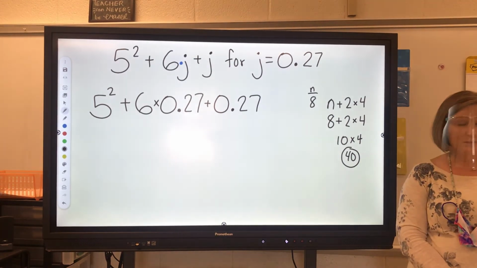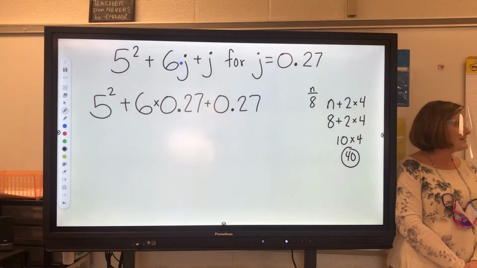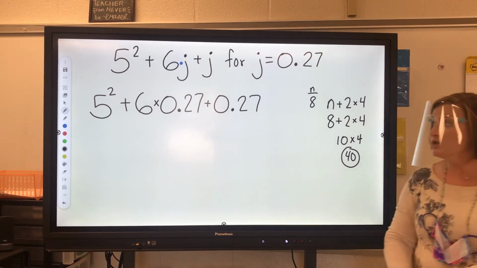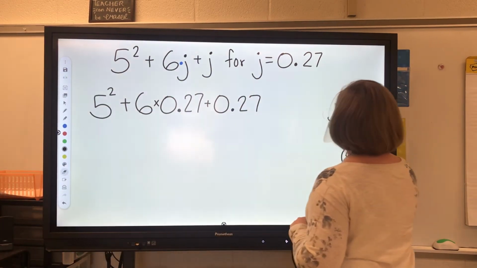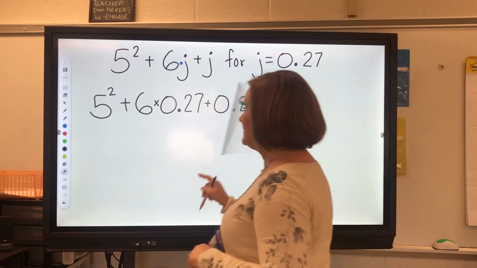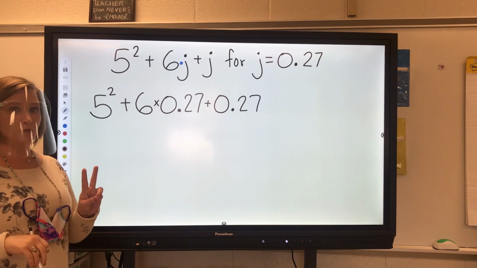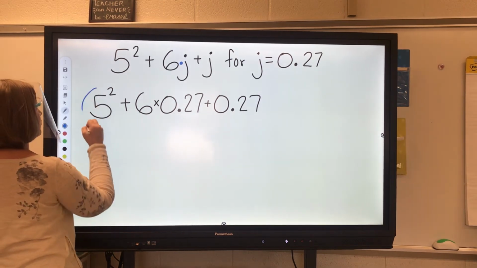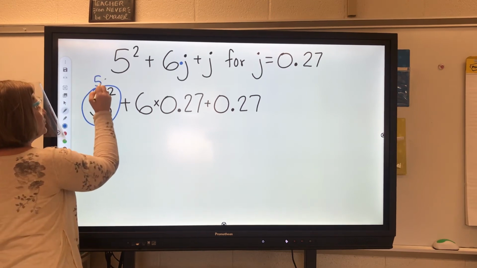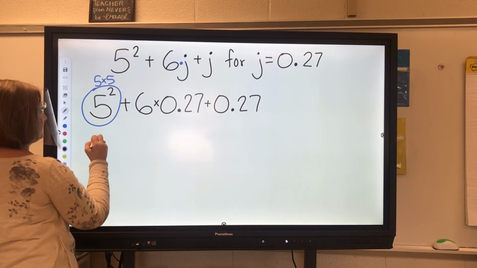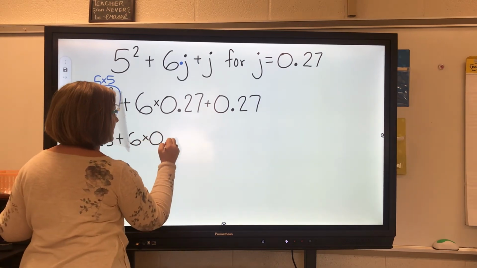They did not do the order of operations. They did not do PEMDAS. If you don't do PEMDAS, it's wrong, okay? So, let's look over here. PEMDAS, do I have any parentheses? No. Do I have any exponents? Yes, I've got an exponent right here. What does 5 squared mean? 5 2 times. What is 5 times 5? 25. Now I need to copy everything else down.